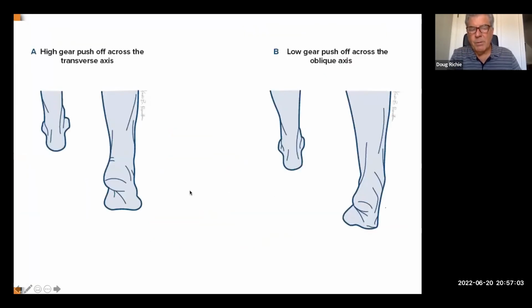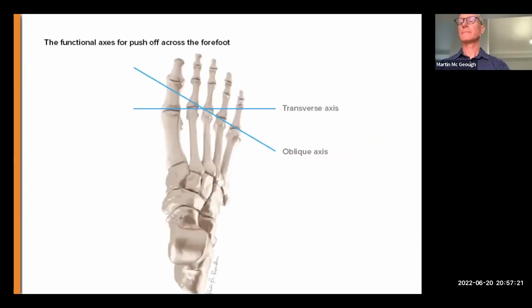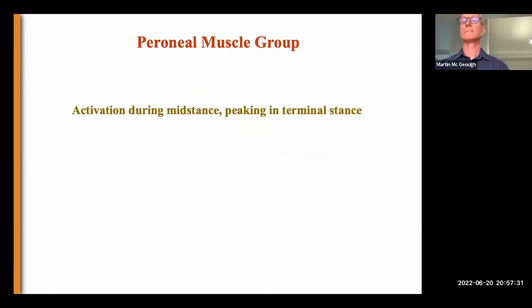The purpose of the peroneus longus is to evert or pronate the forefoot during the heel rise or terminal stance phase of gait so that we push off across the transverse axis across the great toe joint, so that we don't push off like the chimpanzee or other primates on the oblique axis. So it's the peroneus longus that's critical to engage the transverse axis and a stable push off across the hallux.